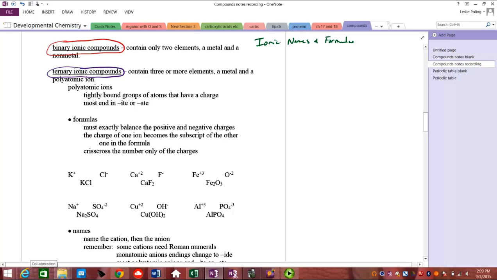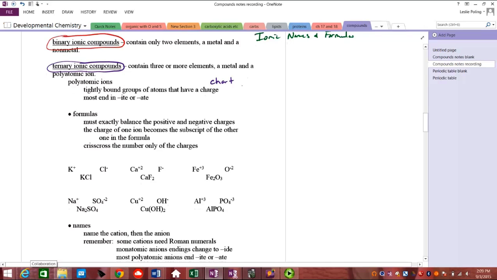So we're going to have a metal and a polyatomic ion. Polyatomic ions, there's a chart in the book, and you need to become familiar with these. Okay? For example, we have something like nitrate, which is the formula NO3 with a -1 charge. So we have a tightly bound group, NO3, and it has a charge.